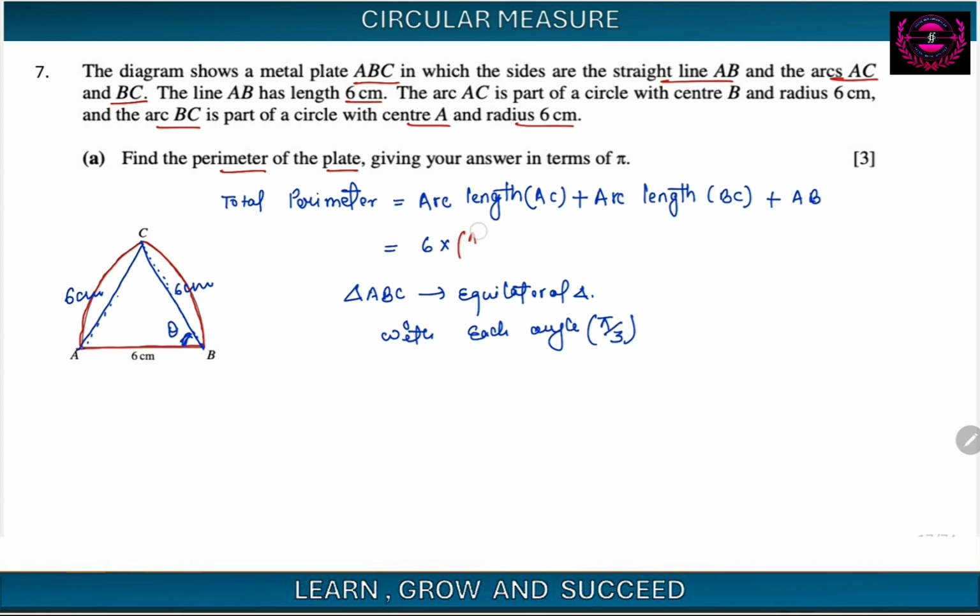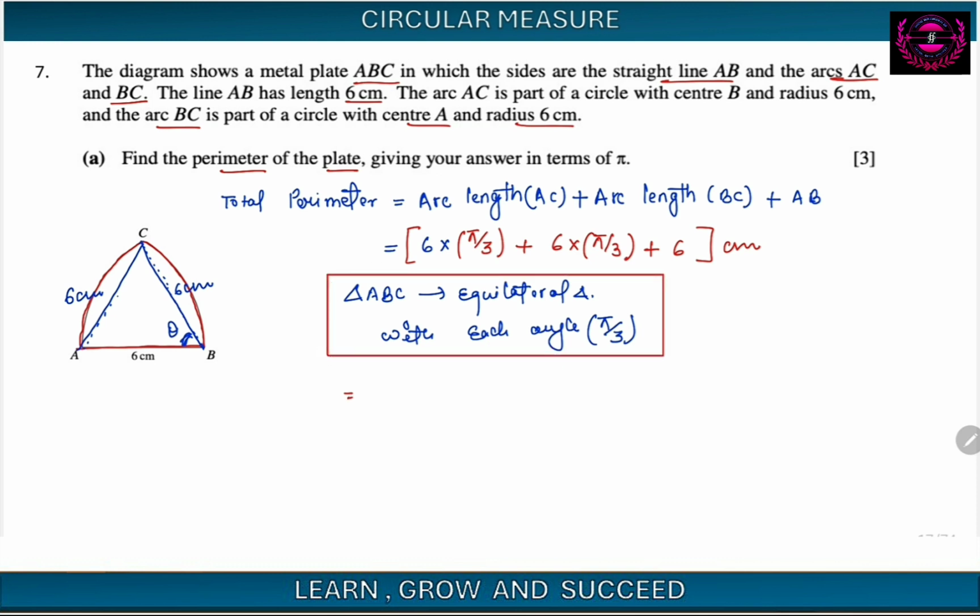So I will multiply this by pi by 3 plus, again for BC as well, we have 6 into pi by 3, and length is 6 centimeters for AB. So we have total perimeter equal to this. On simplifying, this value gives us 6 pi by 3, which is nothing but 2 pi, plus 2 pi plus 6 centimeters, which is 6 plus 4 pi centimeter, and this is our final answer.